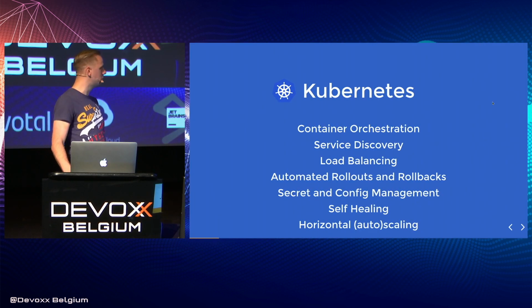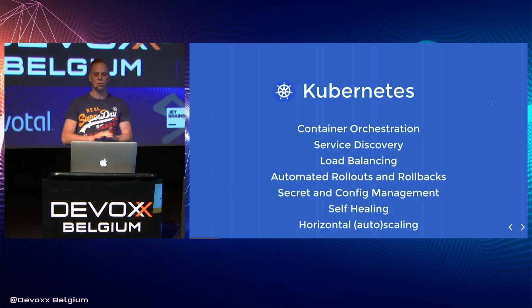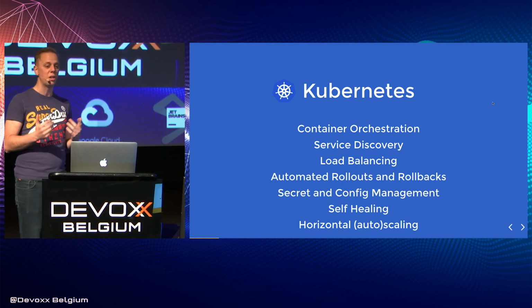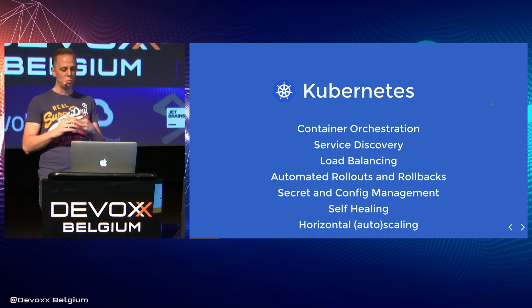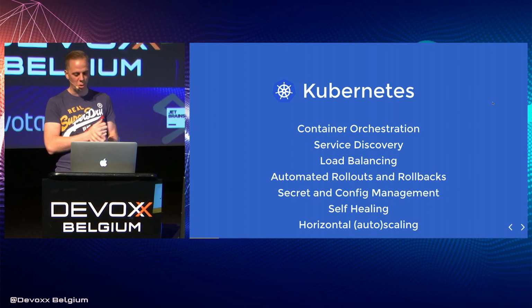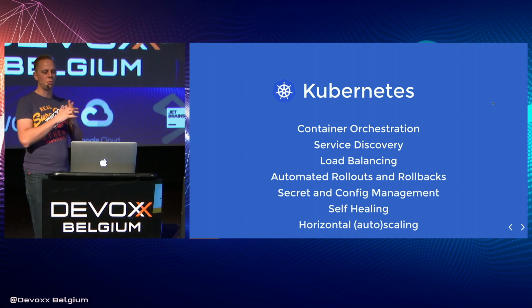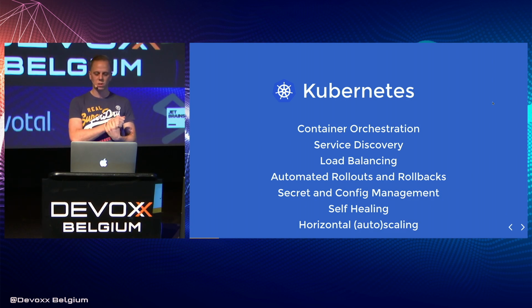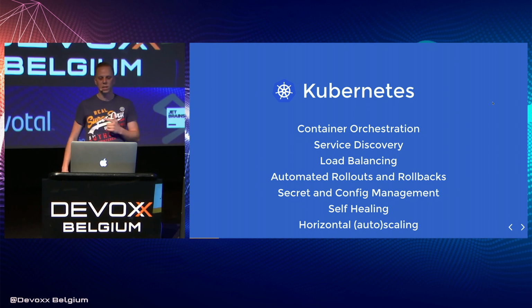So let's dive into Kubernetes. As most of you know, I didn't see anyone's hand, Kubernetes is a container orchestration platform. It enables service discovery for your applications. It can do load balancing using deployments and then load balancing over the different pods of an application, different instances. It can do automatic rollouts and rollbacks using the deployments. It has secret management and configuration management.